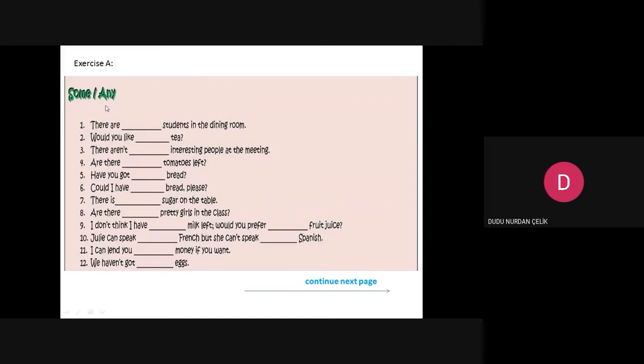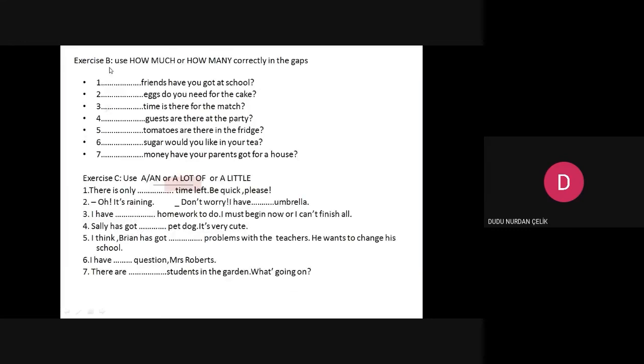On this page, exercise B. Use how much or how many for these questions. It's easy, huh? And the last part, exercise C, use a, an, a lot of, or a little. Be careful with the usings, please. Okay.